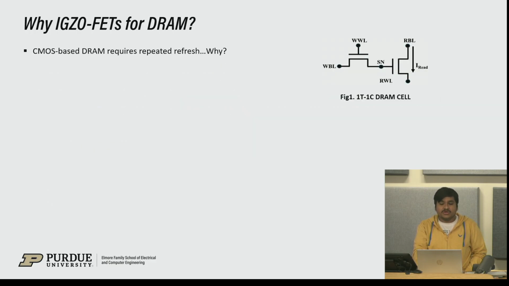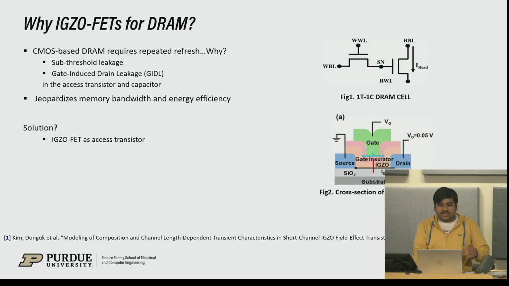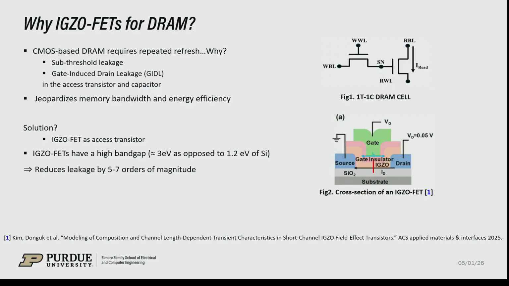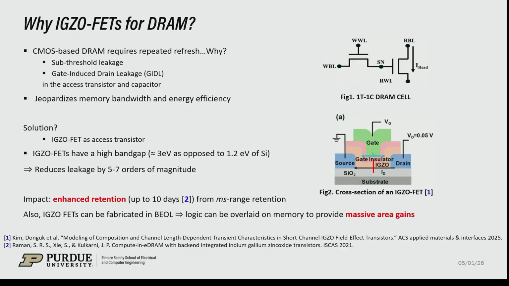First we will look into why ECZO-FET DRAM is even needed, because normal CMOS based DRAM suffer from repeated refresh. This is because they have huge subthreshold leakage and gate induced drain leakage in the access transistor as well as the capacitor. Therefore, this particular ECZO-FET device has a very high band gap. Therefore the leakage is effectively less for this ECZO-FET device, and we get enhanced retention and also massive area gains, because this ECZO-FET can be implemented as a back end of the line transistor.